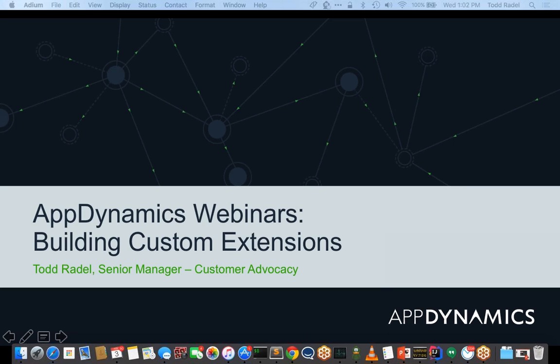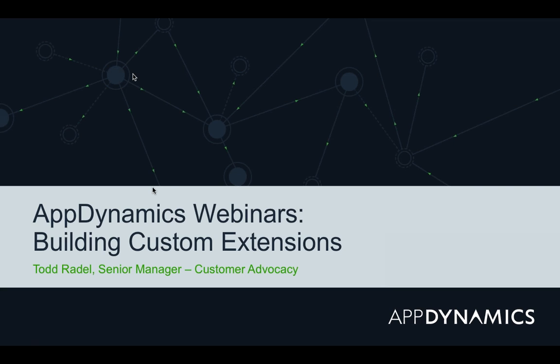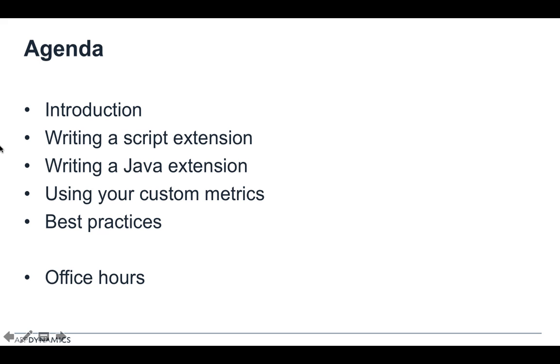Okay, so let's get started. So agenda, just a quick introduction to what are custom extensions. I'm going to take you through writing 3 different kinds of extensions, one using scripts, one using native Java, and then a third using an HTTP listener that's available in the machine agent. And then I'll show you what you can do with these metrics, and finally give you some best practices and advice that I've gotten from my time building extensions.